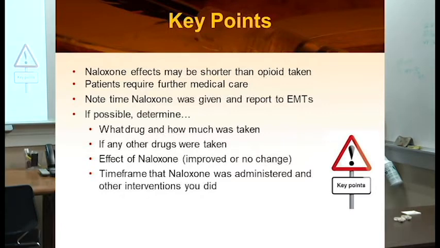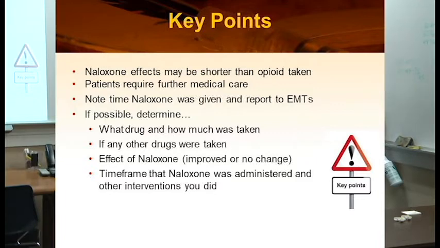So the key points to take away with this is, the naloxone effects may be shorter than the opioid taken. So the NarCan may burn off before the opioid is. Really, the opioid stays in your system longer than the NarCan does. So when the NarCan wears off, the opioid comes back. Again, we just displaced it. We didn't absorb it. We didn't get rid of it. It just kicked off in the system and is floating around your body for something else.